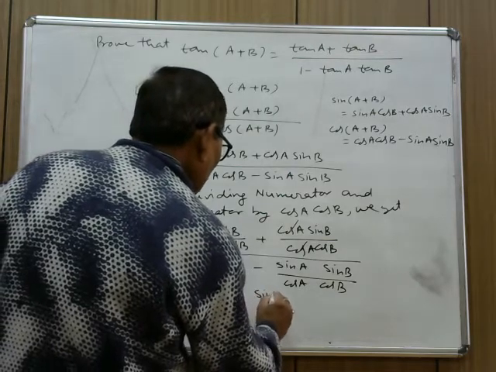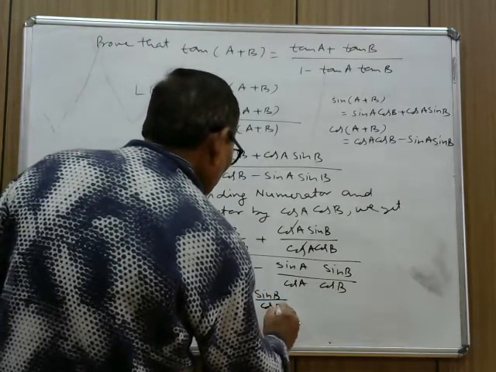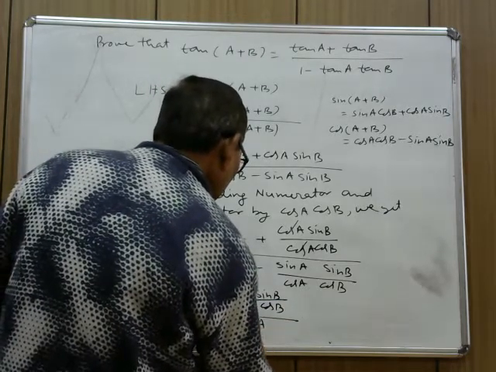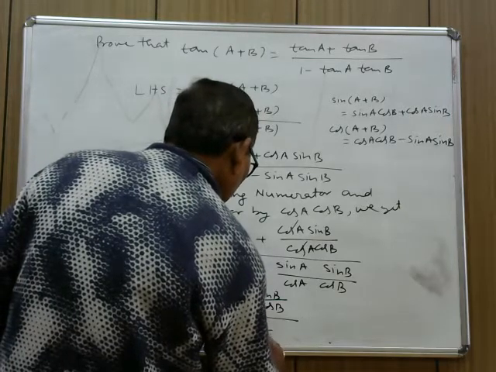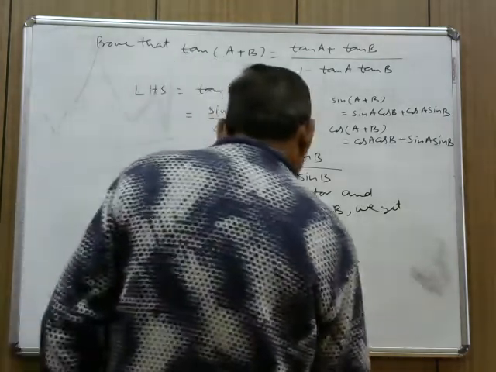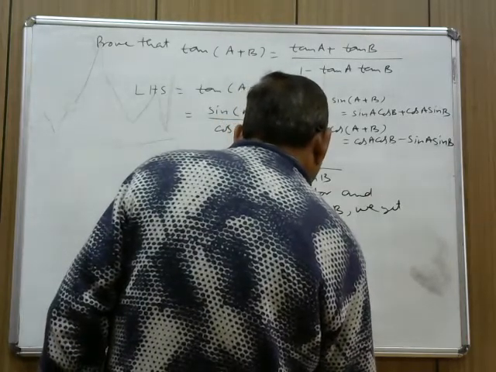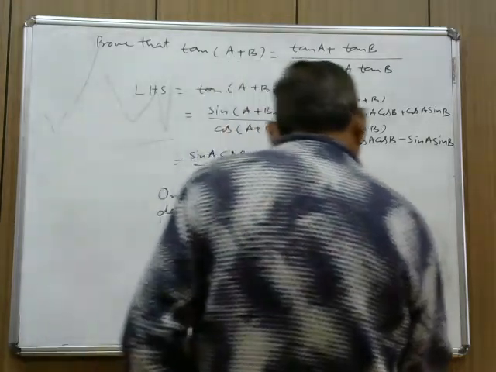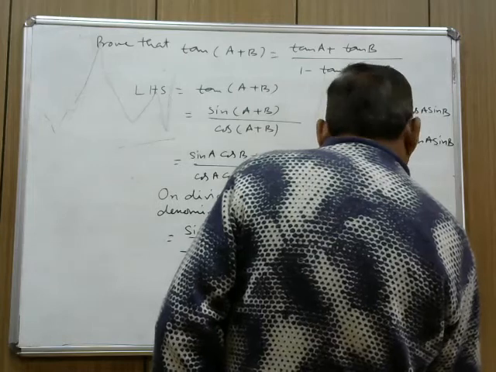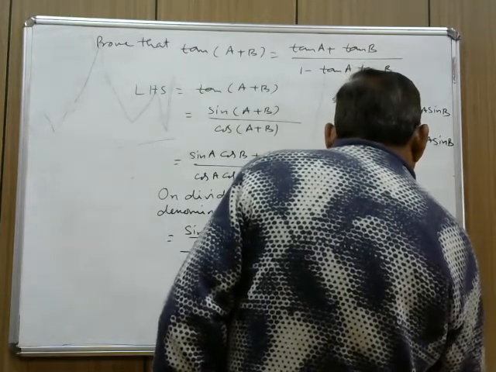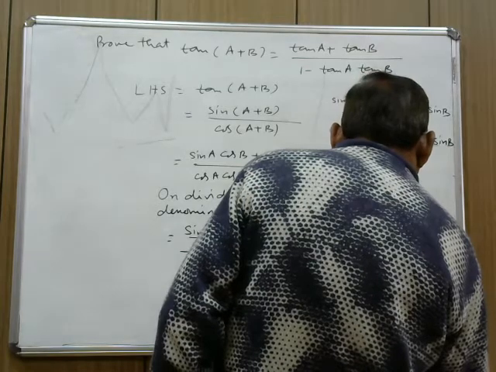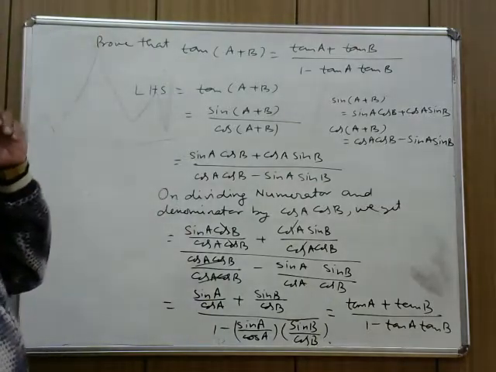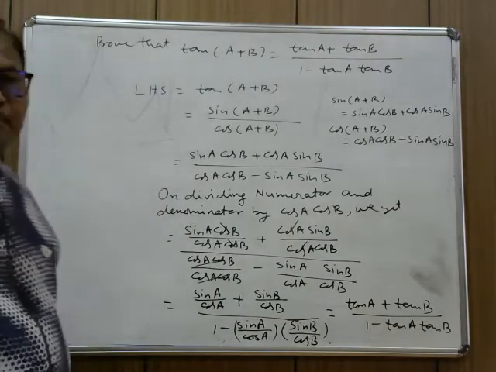plus sin B upon cos B, upon 1 minus sin A by cos A into sin B by cos B, that is equal to (tan A plus tan B) upon (1 minus tan A tan B). So you can see this is the proof of the formula for tan(A plus B).